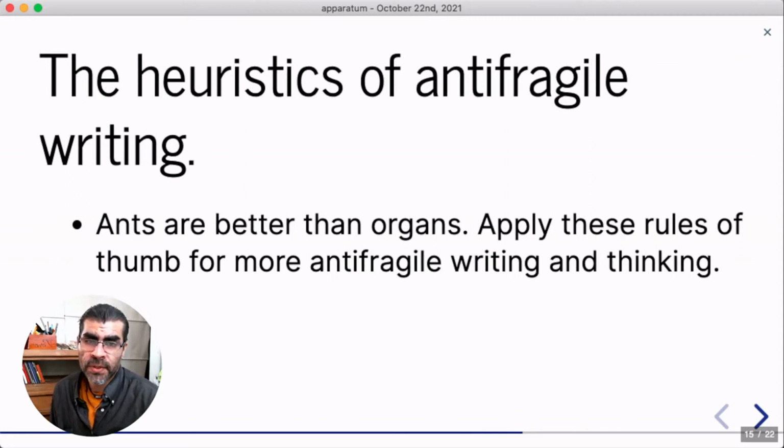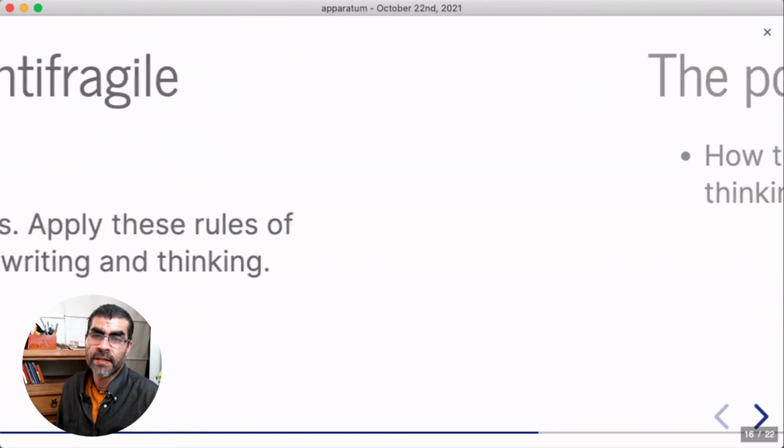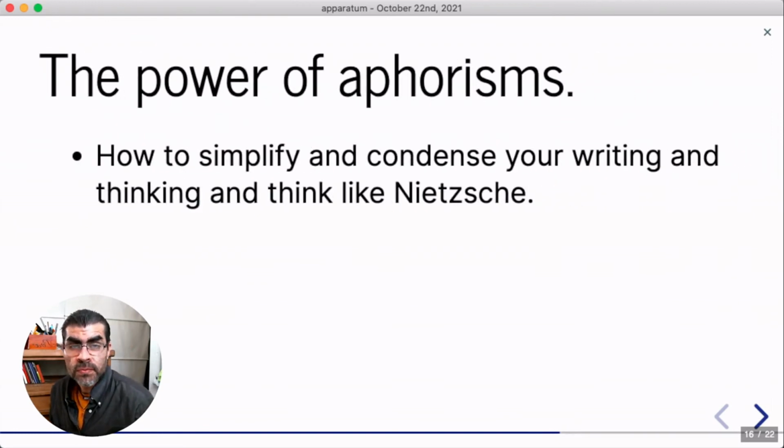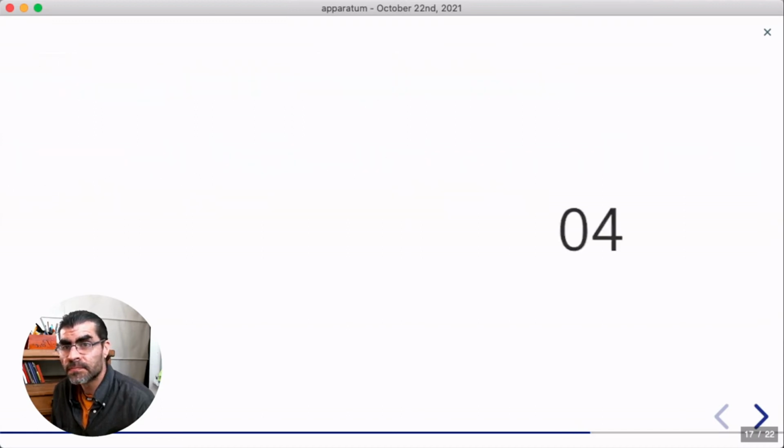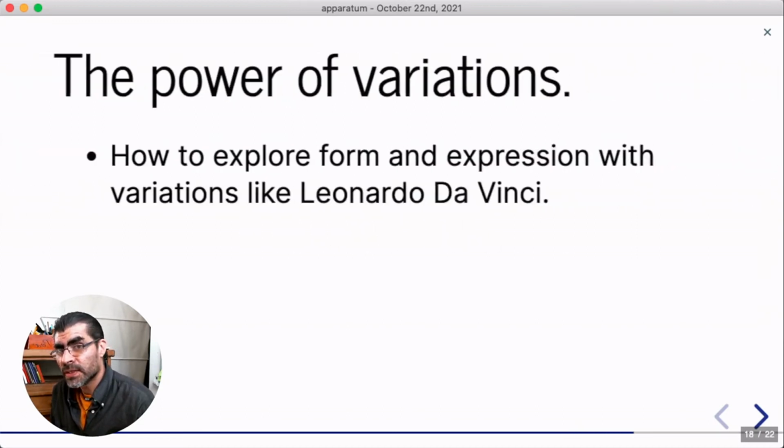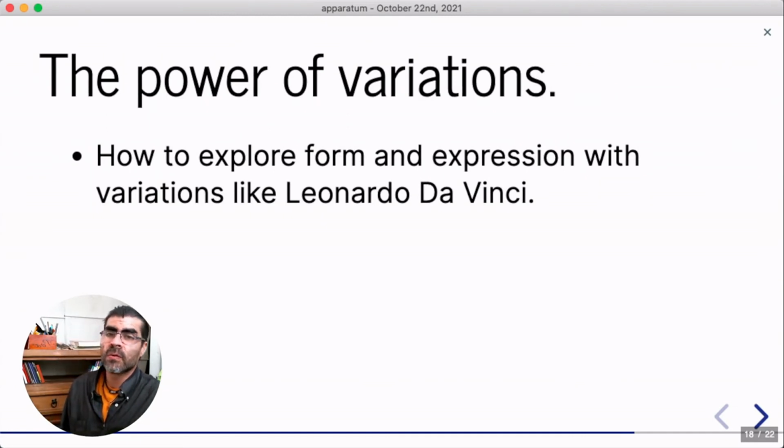In the third session, we see the heuristics of antifragile writing. We usually work with heuristics because if you work with a system or a framework that is very sophisticated, very complex, you are not going to accomplish anything. The idea is to have very simple rules of thumb, heuristics, that you can apply in different contexts to write better notes and to think better with your writing. We see some tools, for example, the aphorism, how we can write in a more condensed form, bringing Nietzsche as an example.